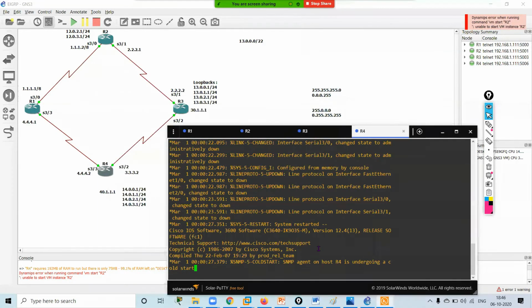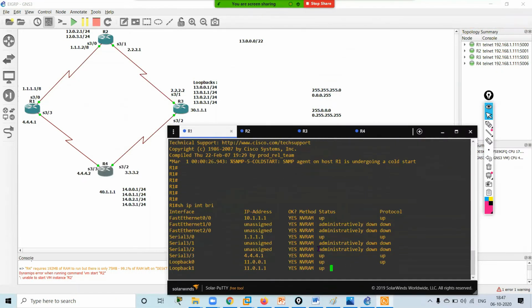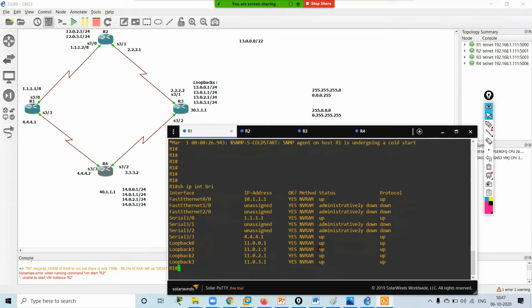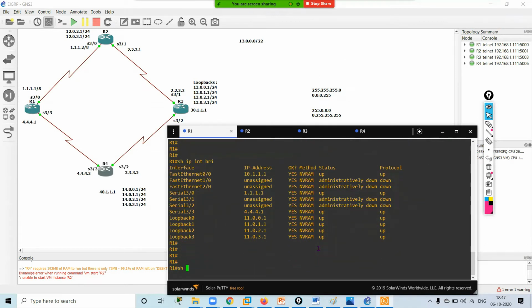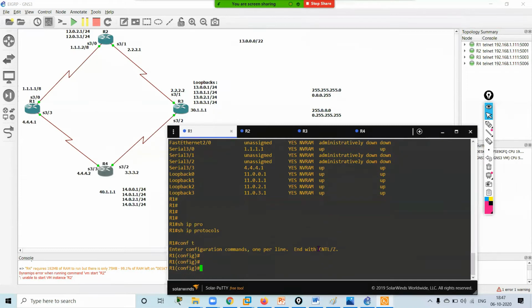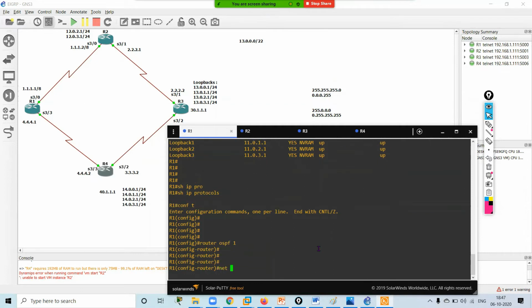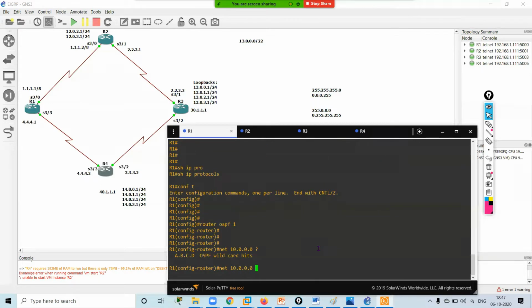Okay. Show IP interface brief. IP addresses are configured. I have loopback addresses also, you can see. Show IP protocol. No protocol. Okay, so I'll configure OSPF. So how to configure OSPF? Router OSPF 1, where 1 is my process ID. Now my networks are over here, the 10 dot network in the LAN. Then it is asking me for wildcard bits. You know wildcard bits?